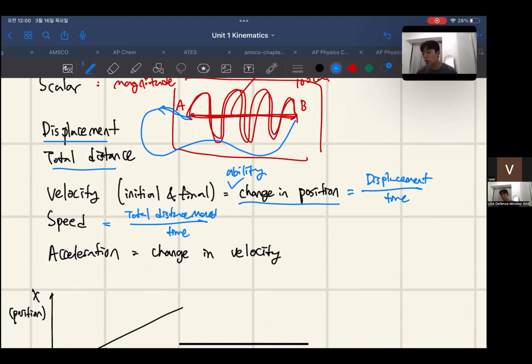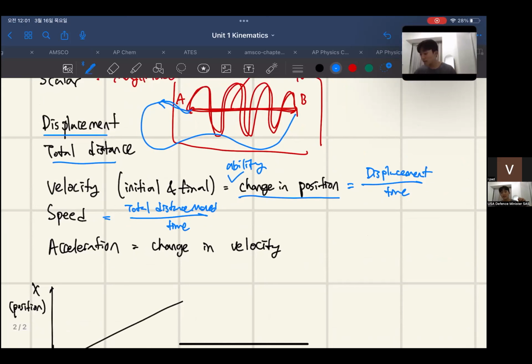When you're talking about speed, you're literally looking at how fast the person or object is moving on its path or on its route. Whereas velocity is more like displacement over time. So it's asking about the efficiency. How efficiently is this object or person moving?